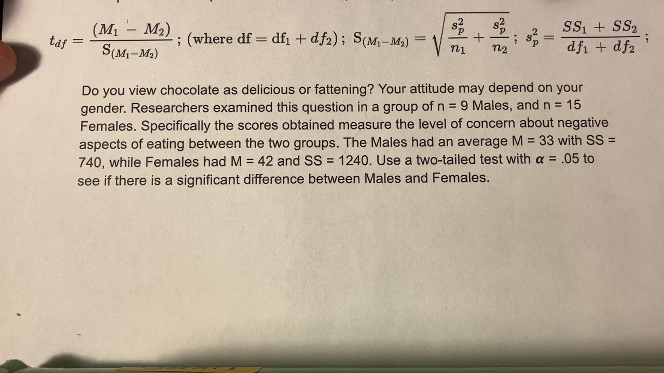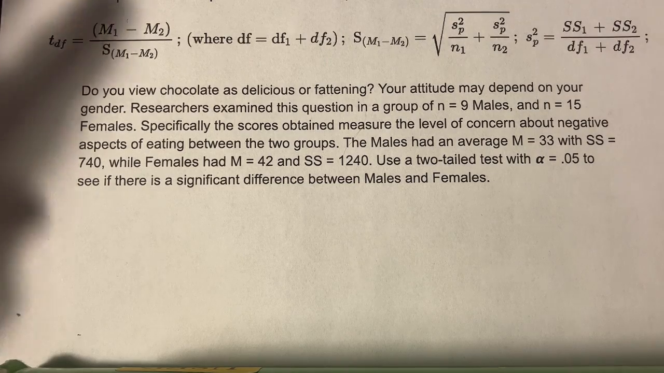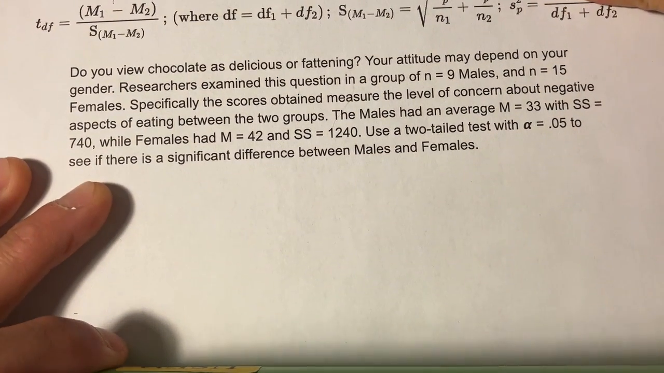The males had an average M equals 33 with sum of squares equals 740, while females had an average M equals 42 and sum of squares equals 1240. Use a two-tailed test with alpha level equals 0.05 to see if there is a significant difference between males and females. So let's go ahead and start.